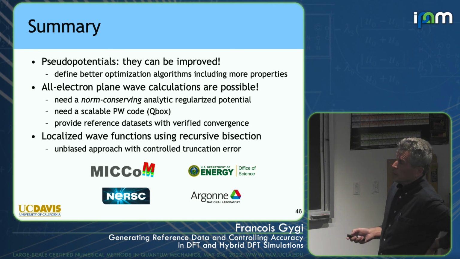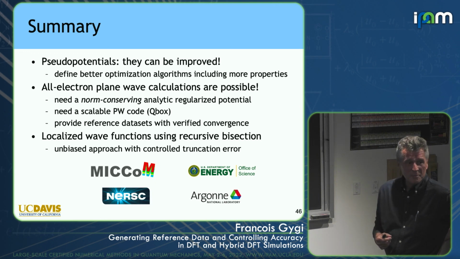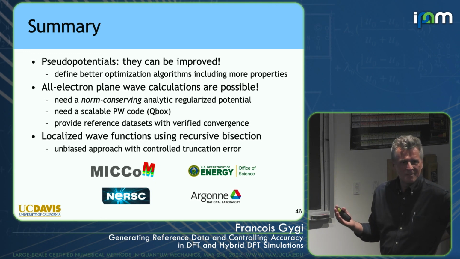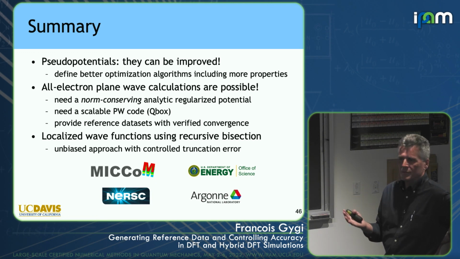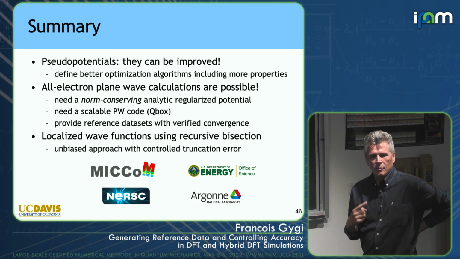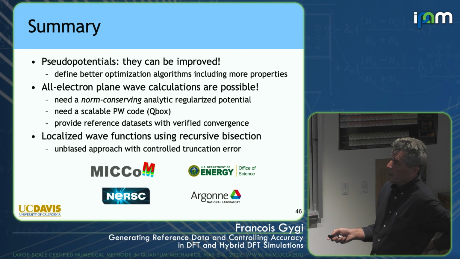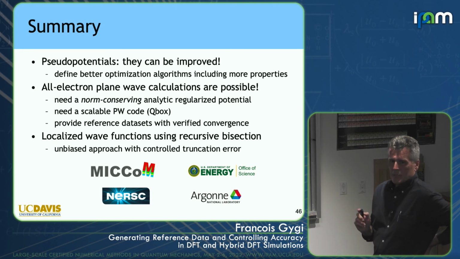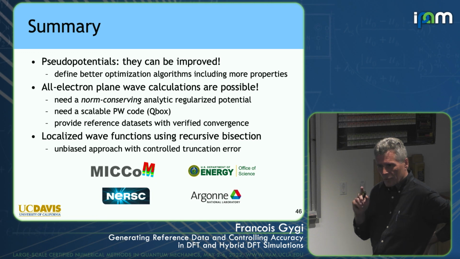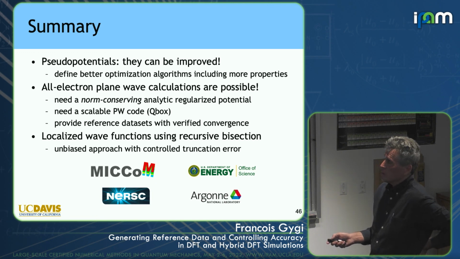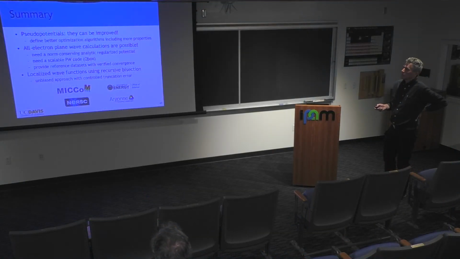The main point I wanted to make next is that all-electron plane wave calculations are possible. Yes, computers are getting big. It's a bet that they will get even bigger. But one day, I bet we will use that for reference calculations. It's just so simple. For that, we need a norm-conserving analytic regularized potential. I insist on the norm-conserving. It's a key idea here. We need a scalable code. That's quite critical too. And with that, we can provide reference data sets, so we can verify convergence.